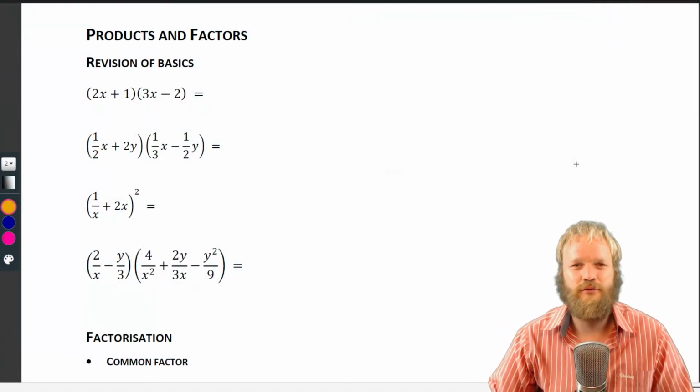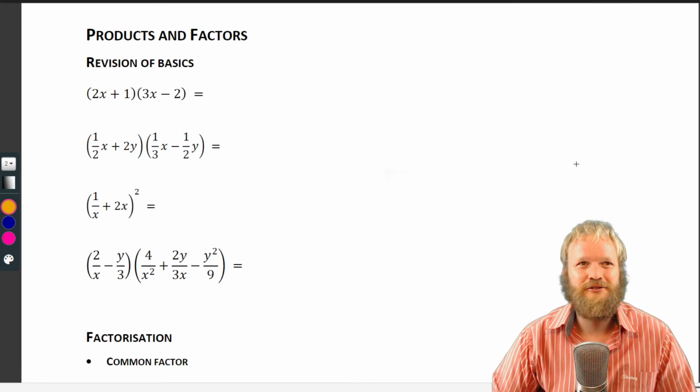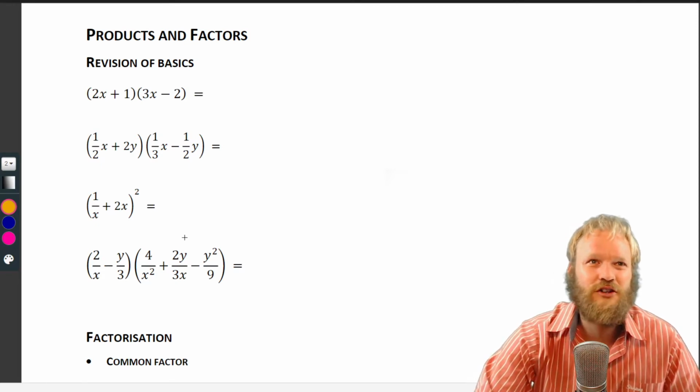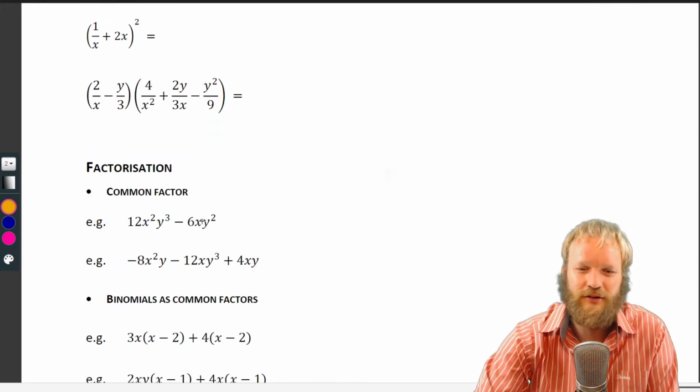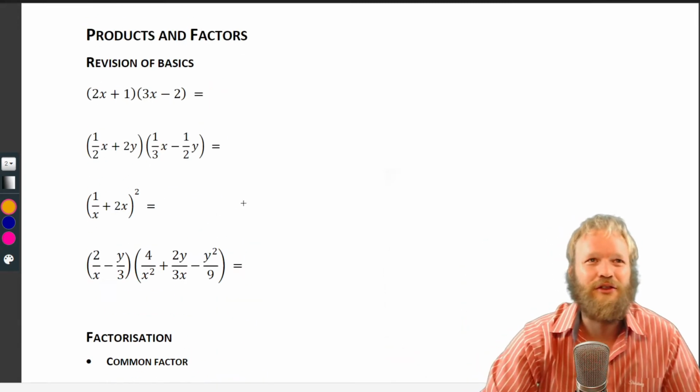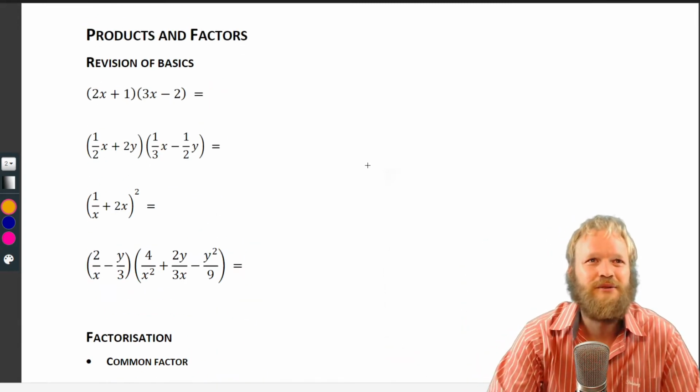We're heading to factorization, and we're going to start with some revision of the basics, just common factors today, and then we'll work our way through. So let's look at revision of the basics.